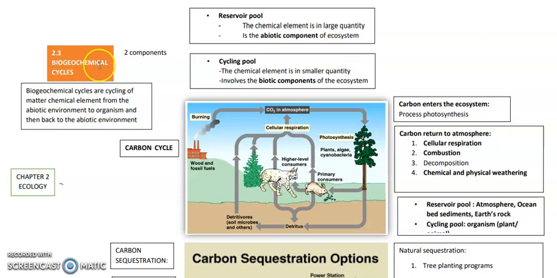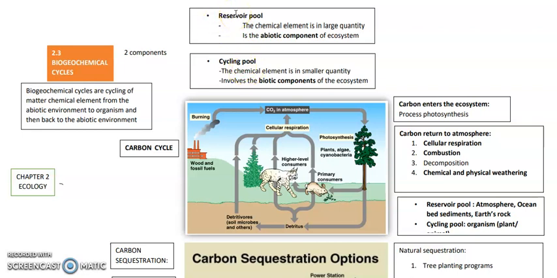So this is a very short video to explain the biogeochemical cycle. The biogeochemical cycle is the recycling of a chemical element from the abiotic environment to organisms and back to the abiotic environment. For example, elements like carbon, nitrogen and phosphorus enter organisms, which are biotic, and then return back to the abiotic component. That is the biogeochemical cycle. When we talk about it, it has two components, the reservoir pool and the cycling pool.